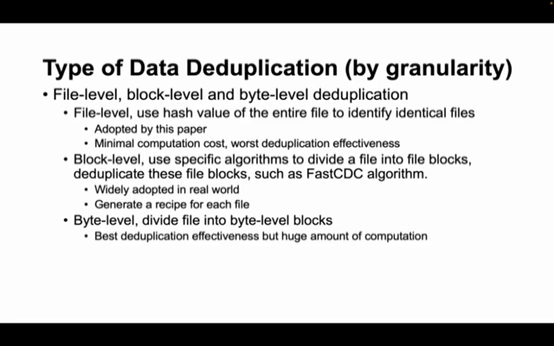Block level deduplication divides a file into several file blocks, using some specific algorithms. The system will generate a recipe for the file. The recipe includes the file blocks it contains and their order. When the system needs to reconstruct this file, the system will fetch this recipe and retrieve related file blocks.